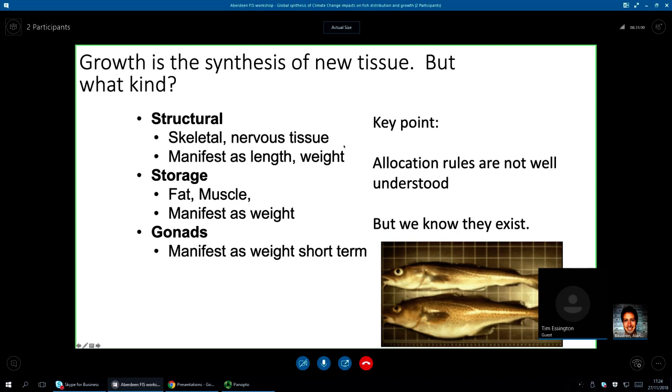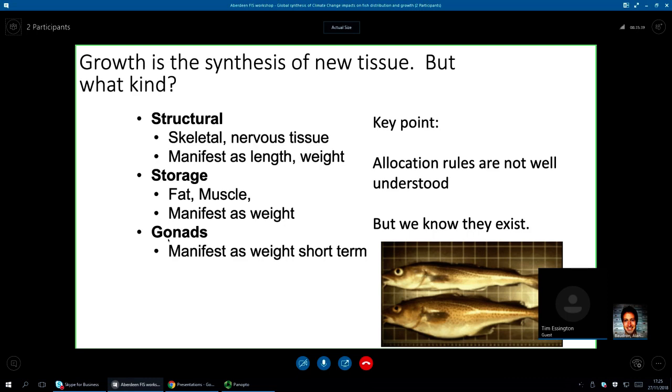The other decision, of course, is they can allocate to what we call storage tissues. The storage tissues are fat and muscle. Obviously, muscle does more than just store things. It actually helps the fish move around. But that's manifest primarily as weight. And that's the thing that you can increase in weight and decrease in weight depending on the environmental conditions. And then obviously any energy allocation to gonad, depending on when you happen to be weighing the fish, could be detected as a change in weight, but those gonad tissues are going to be released and then lost.